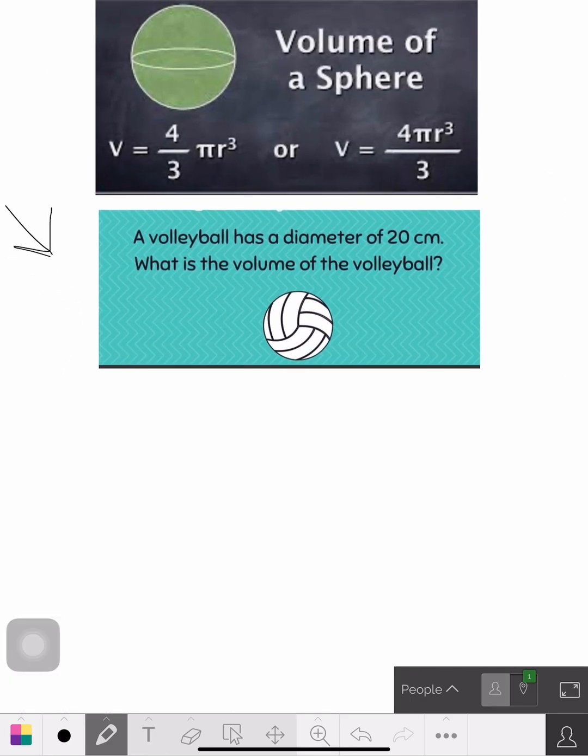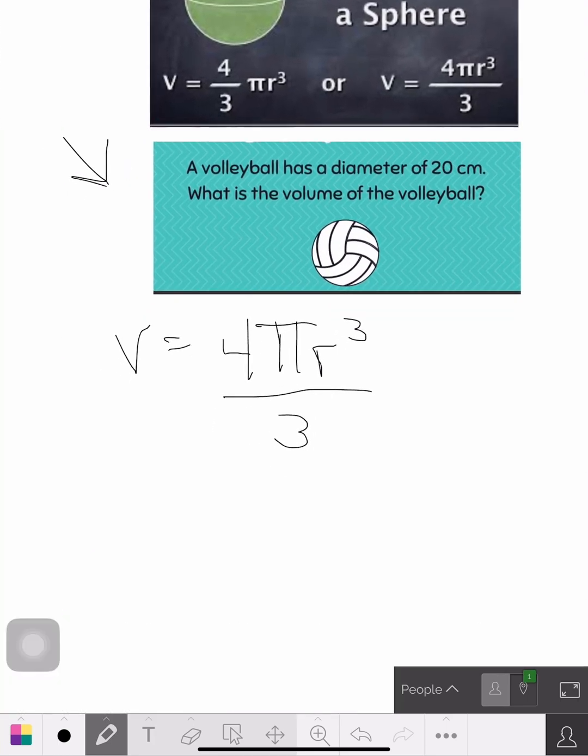So I'm going to use V equals 4 pi r cubed over 3. Okay? Let's fill in the things we know. We know the diameter is 20. And the radius is half the diameter, so that means the radius equals 10. We know pi equals 3.14. We can write that down.